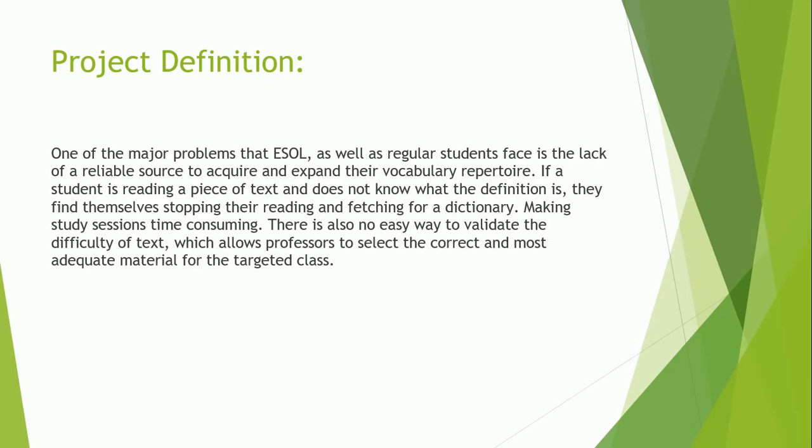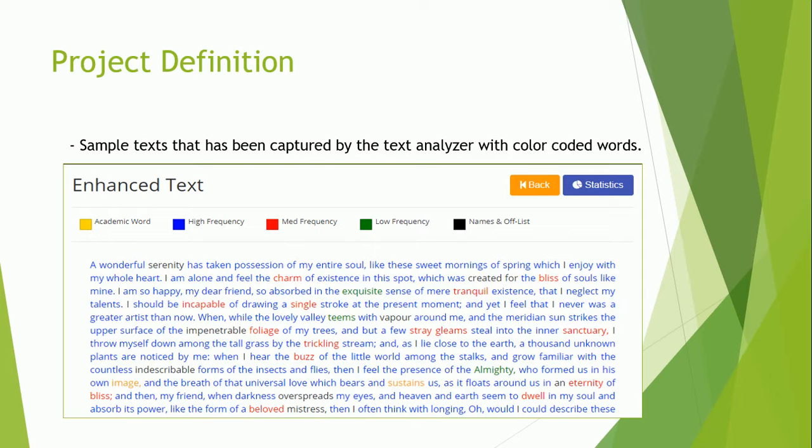With that in mind, this is the main feature of the web application. The sample text that has been captured by the text analyzer, with color-coded words, is on display here. Every word is clickable, and you can get a definition, and you can even get statistics on the passage of reading that you've entered into the web application, and therefore understand better whether it's appropriate for certain student levels, and whether this reading material should be given to those students.